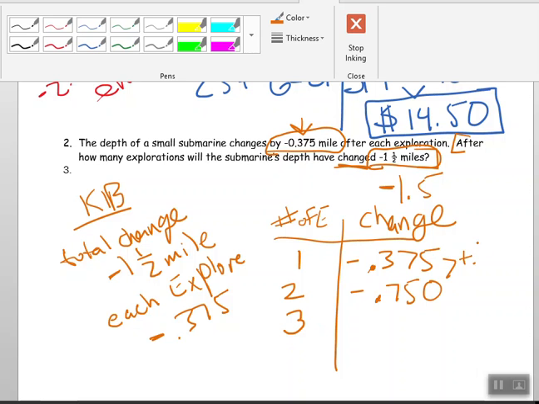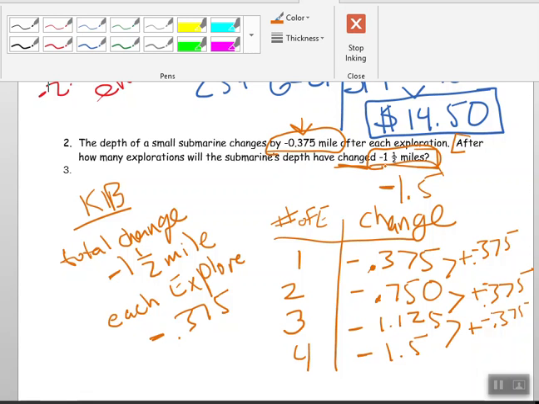For my third exploration, I would once again add that 0.375, right? So plus, or in this case, plus a negative. And I'm going to have negative 1.125. Okay, and then when I add negative 0.375 again, I'm going to end up with negative 1.5. So that's my fourth exploration. That's my ding, ding, ding number I'm looking for. So the answer is after 4 explorations.